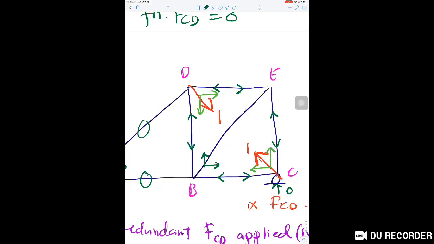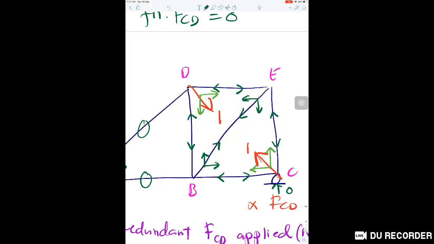Okay, so for joint E, satu ke kanan, satu lagi mesti ke kiri. Like this. Satu ke atas, satu lagi mesti ke bawah. Like this. And we get another resultant force for member BE like this. Okay, basically for truss, when the member force is redundant, we just have to do like this.